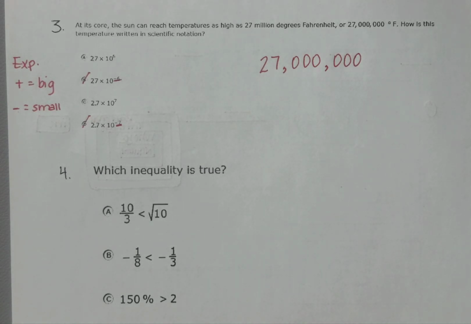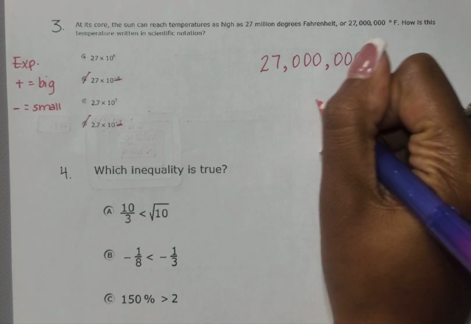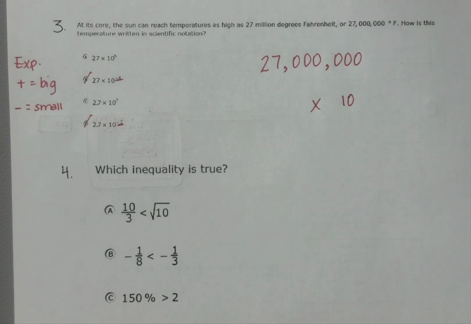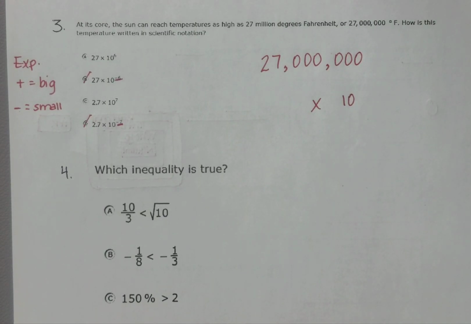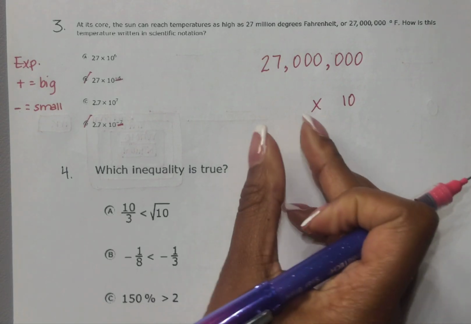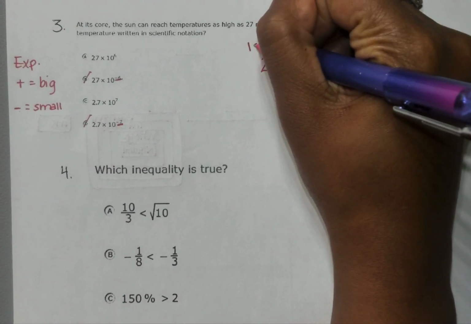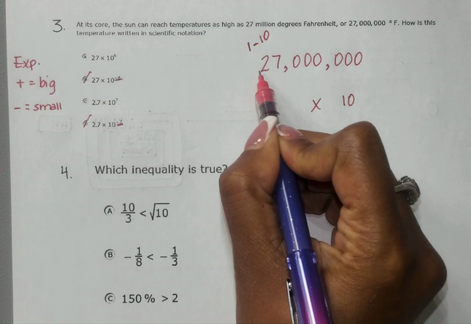Now that we have eliminated some of our options, we should always remember that we always multiply by 10. Always, always, always multiply by 10 when you're dealing with scientific notation. When we determine the number that we're going to multiply by 10, you want to get a number that is between 1 and 10.